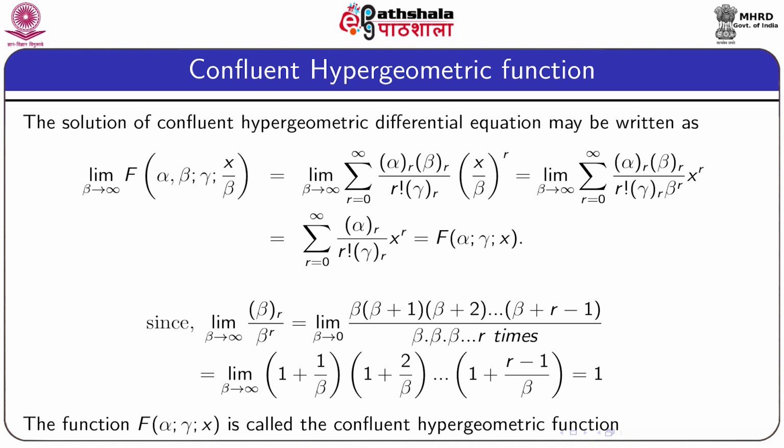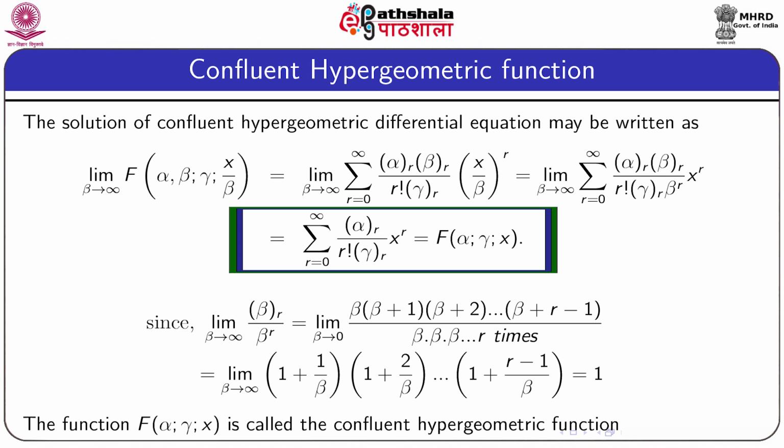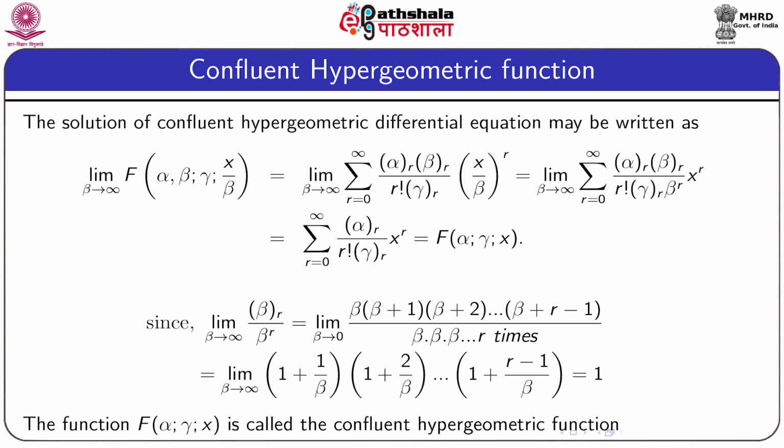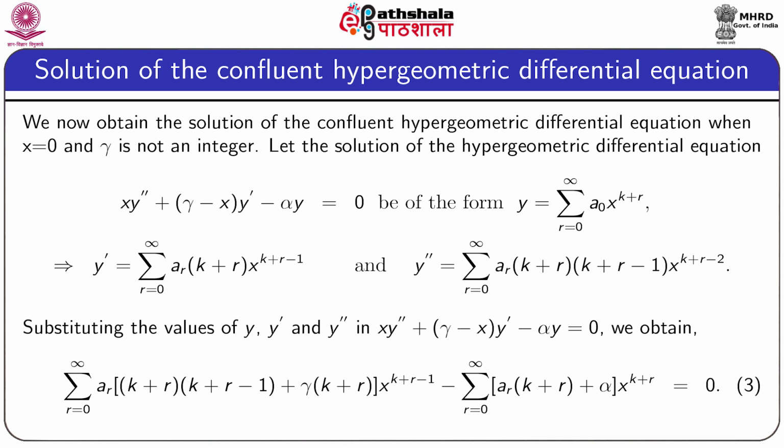So, as beta tends to infinity, beta suffix r divided by beta to the power r tends to 1, and we are left with a simplified version of the expression as summation r equal to 0 to infinity alpha suffix r divided by r factorial gamma suffix r x to the power r, which we denote by f of alpha gamma x. So, the function f of alpha gamma x is called the confluent geometric function. We now look into the solution of the hypergeometric differential equation when x is equal to 0 and gamma is not an integer.